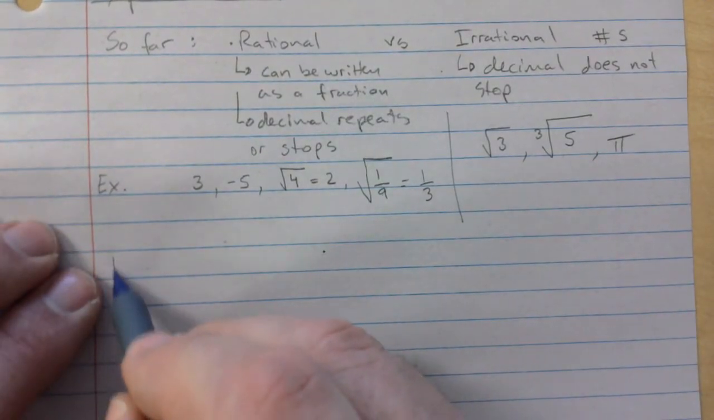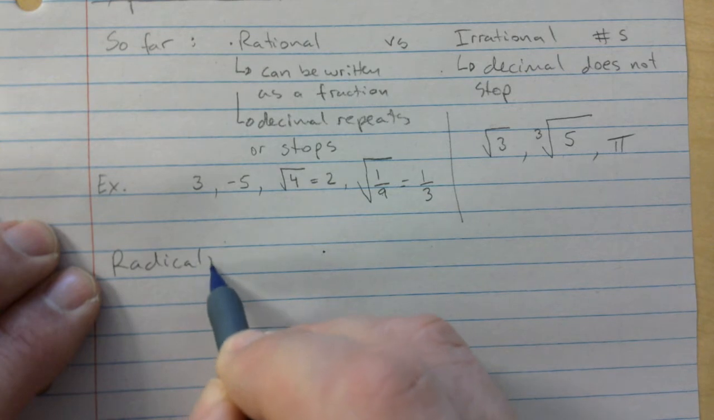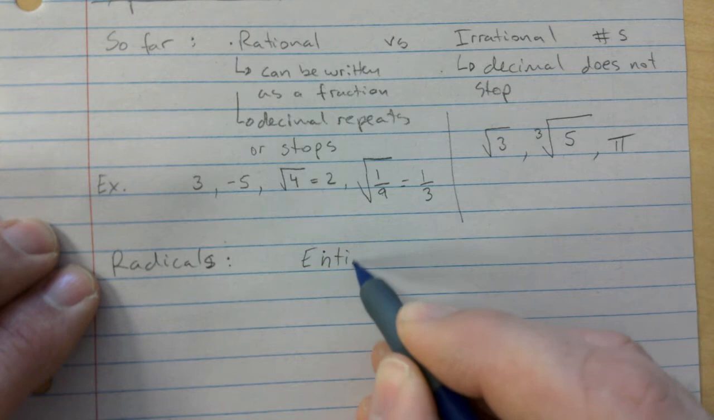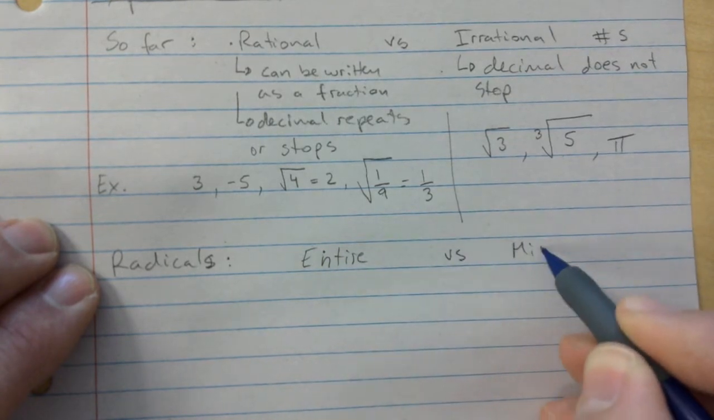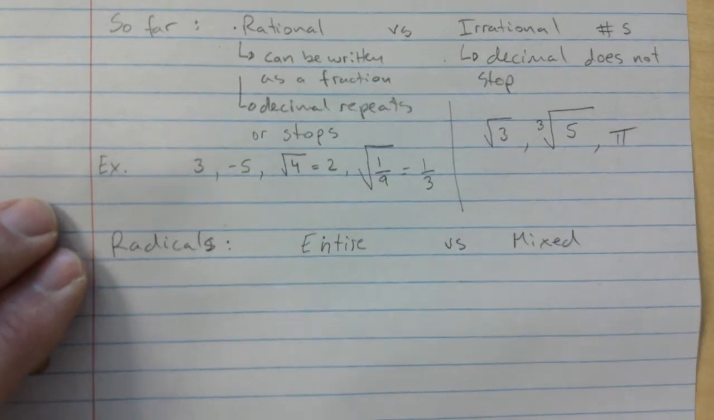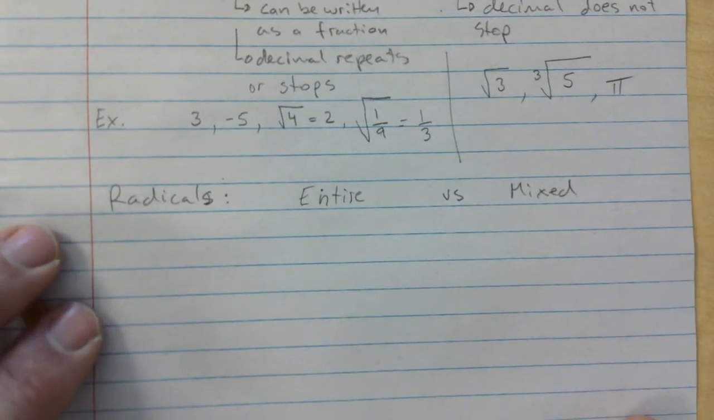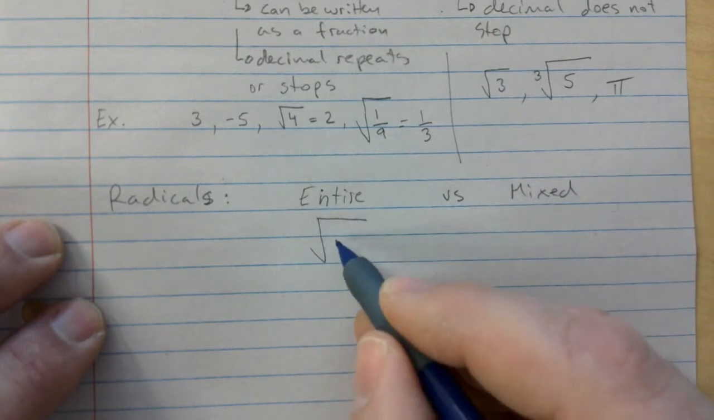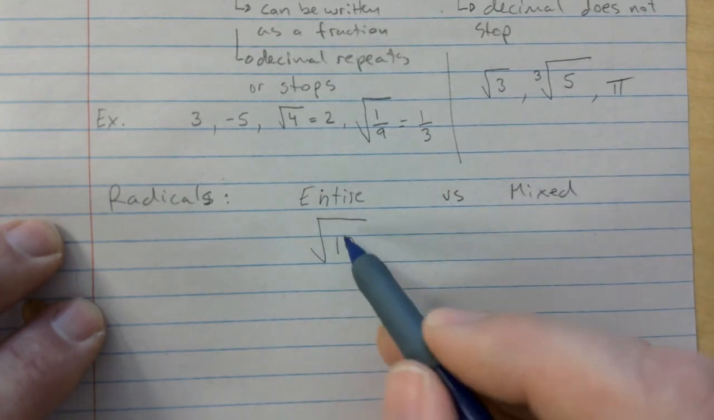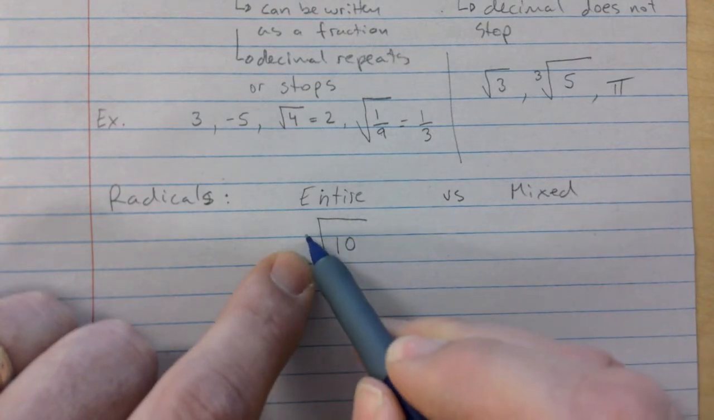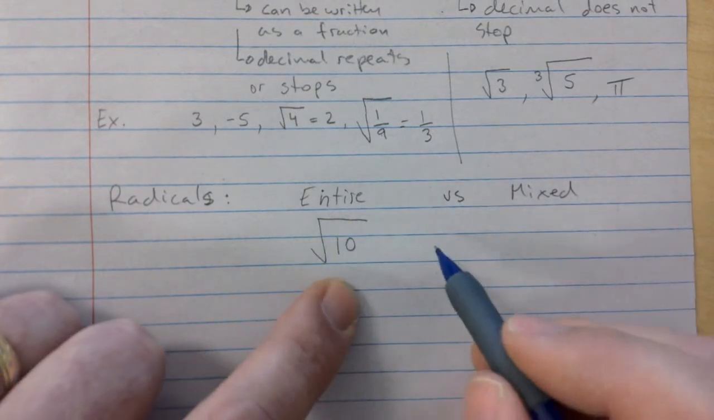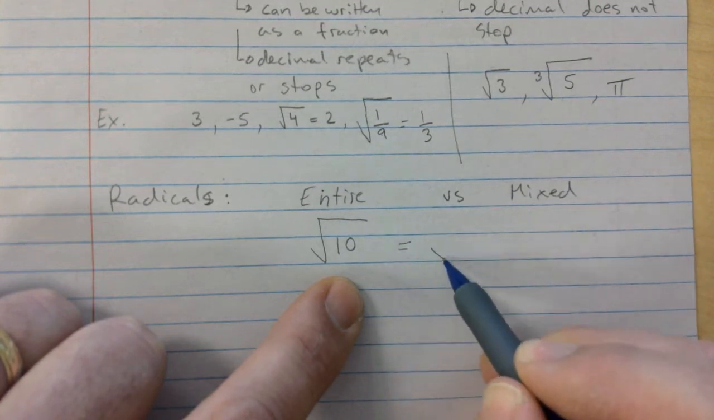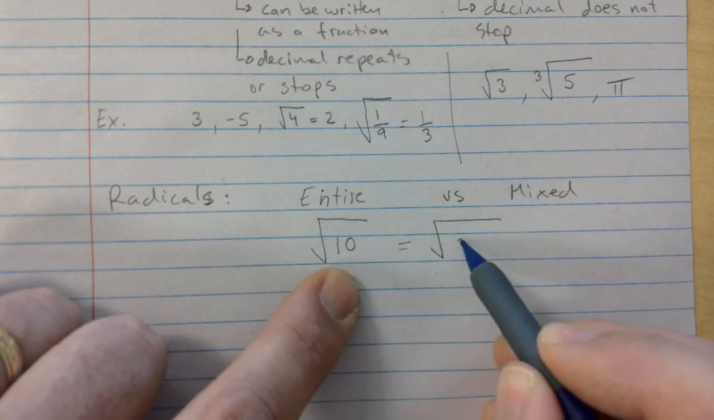Then we talked about radicals, and I'm just quickly going to do that: entire versus mixed. This is all in detail in the video. So if you have the square root of 10, that would be an entire radical with an index of 2. How can that be written as a mixed? Well, you can write it as square root of 2 times 5.